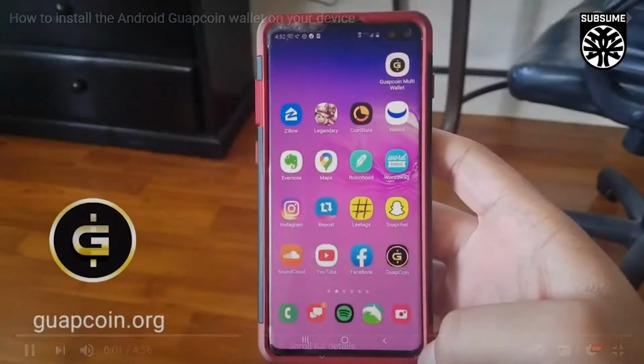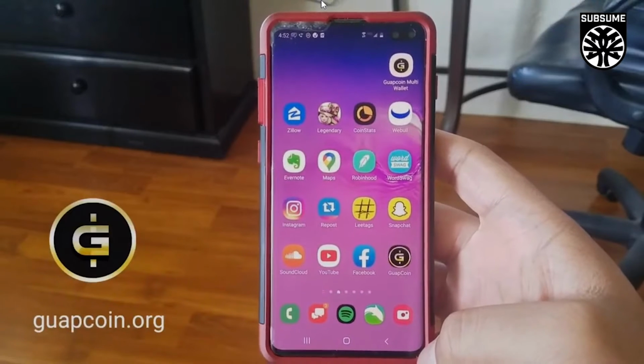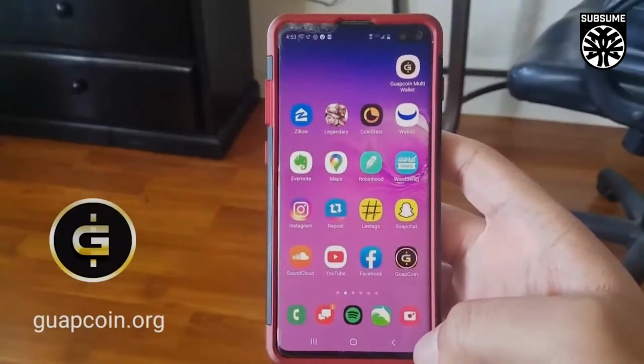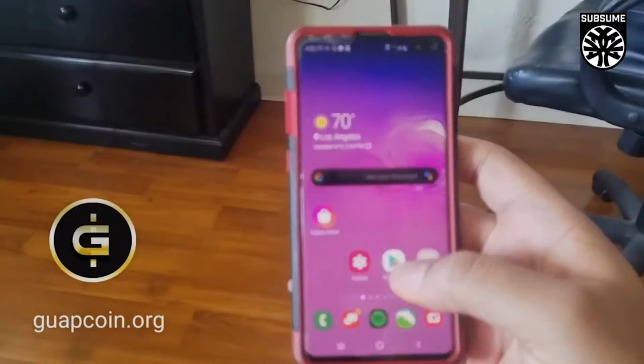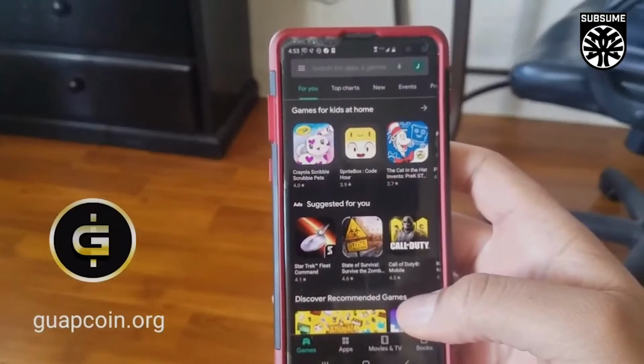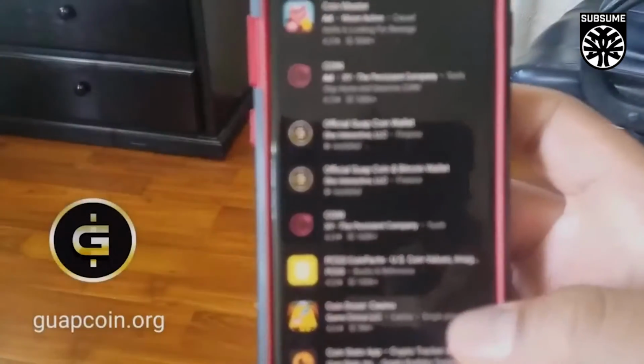Hello everyone, and in this video I'm going to be showing you how to install GuapCoin onto your phone. In this video will be the Android version. So I am going to go to the Play Store here and show you that, because there's two versions of the app that you want to watch out for. So let's go ahead and search GuapCoin, and there we go.